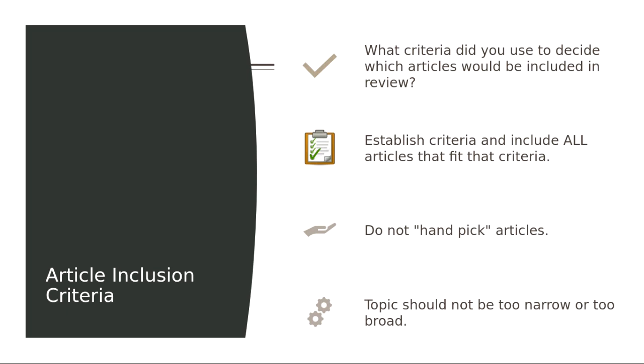So again, you want to include all articles that fall within your criteria. You don't want to hand pick certain articles from the pool of articles in that area. And again, your topic should not be too narrow. If it's too narrow, you want to have your 5 articles. But if it's too broad, then you've committed yourself to discussing all of the articles within that area.